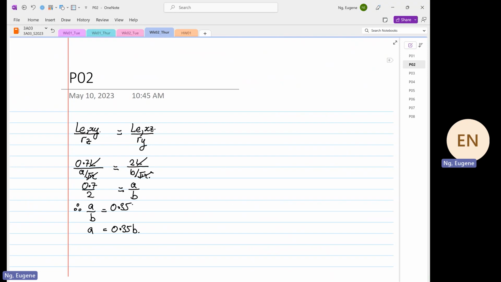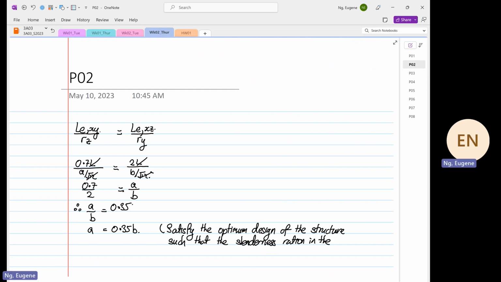Okay, so this is the relationship that we have, such that we satisfy the optimum design of the structure, such that the slenderness ratio in the XY plane is the same as the XZ plane. Okay.